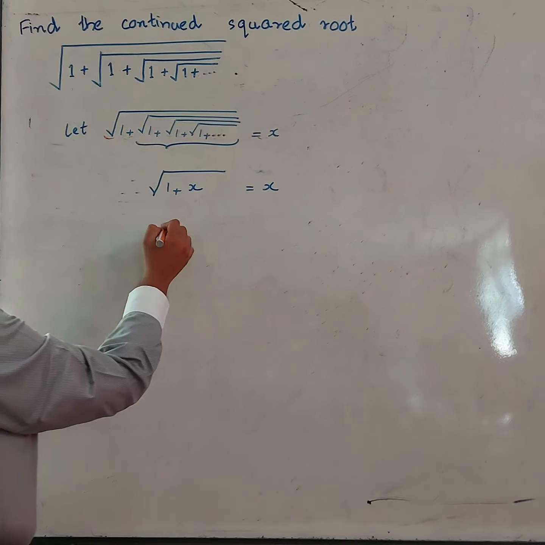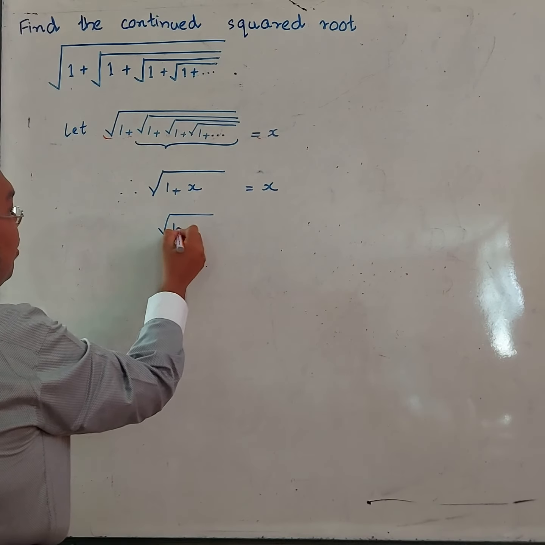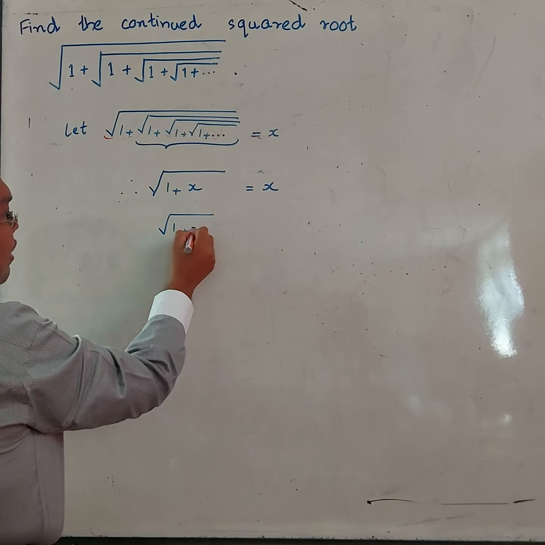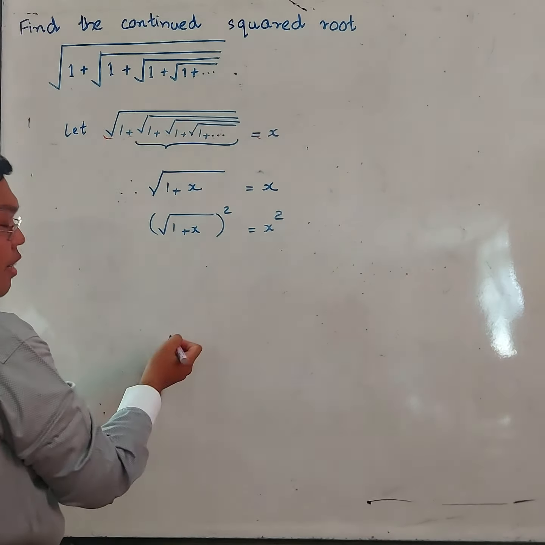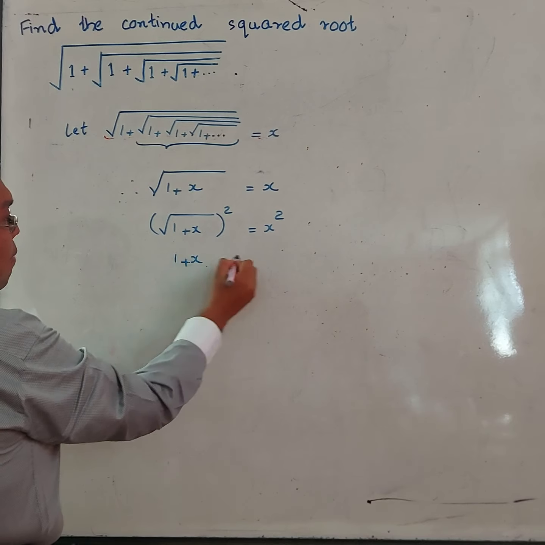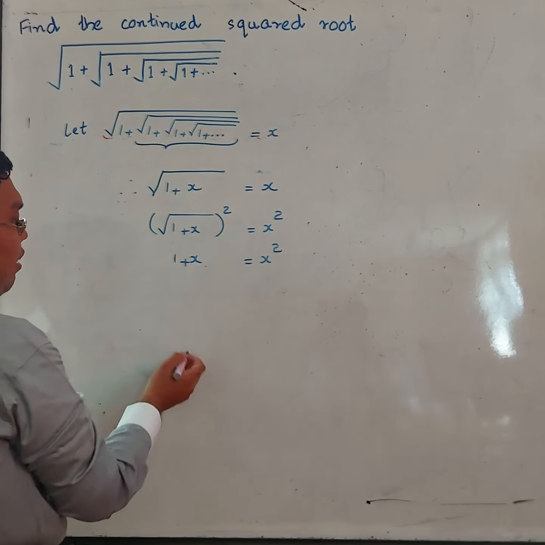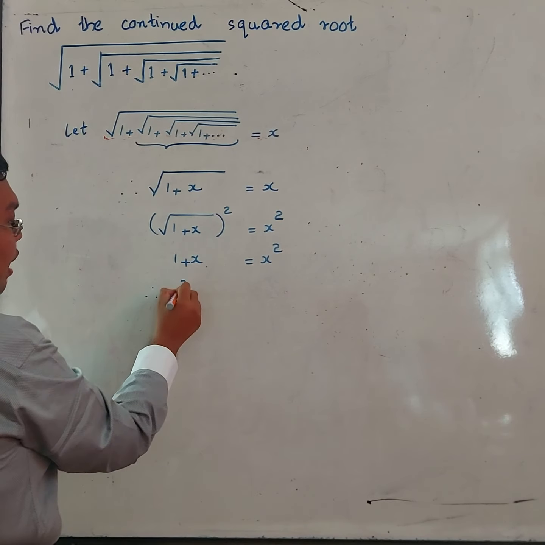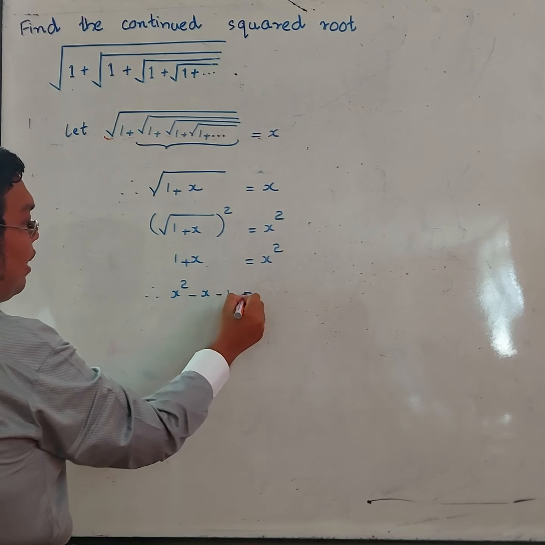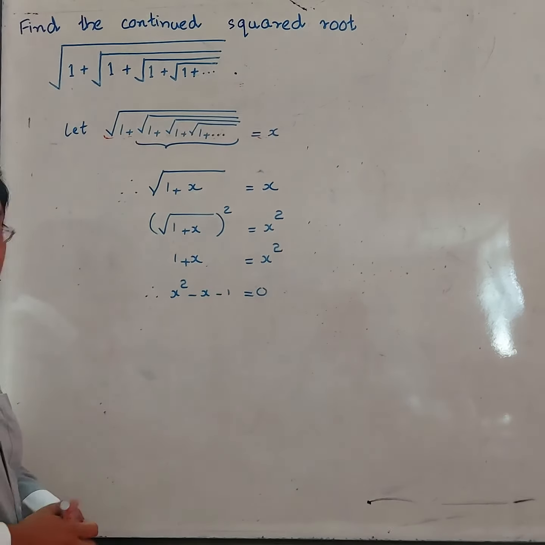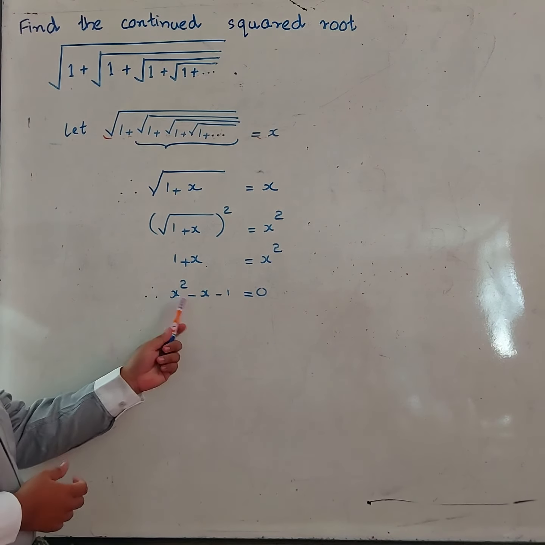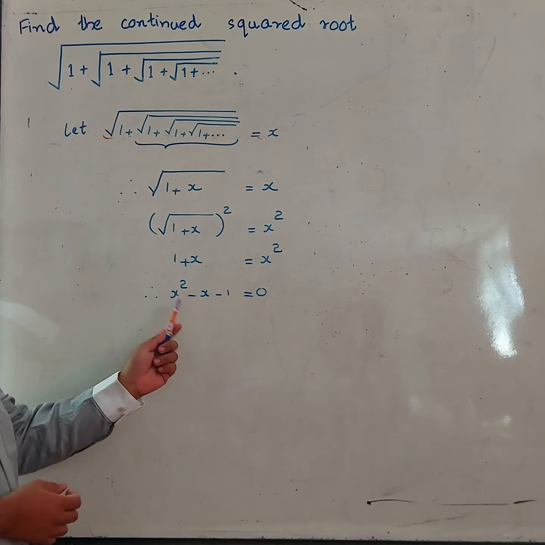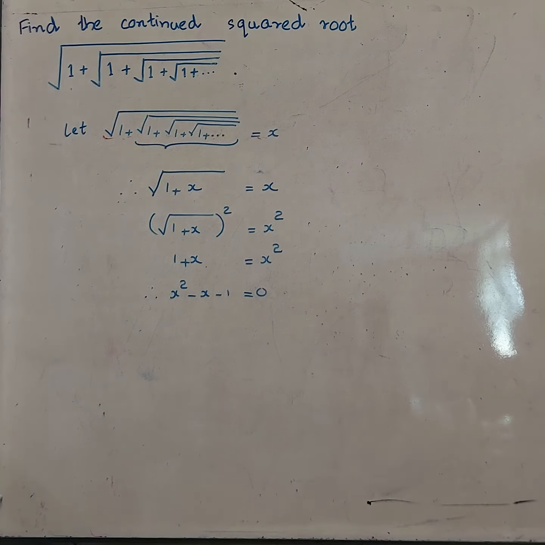Squaring both sides, square root of 1 plus x, the whole squared, equal to x squared. Then 1 plus x equal to x squared. So x squared minus x minus 1 equal to 0. We can solve it using the quadratic formula. We need to compare with the standard form.